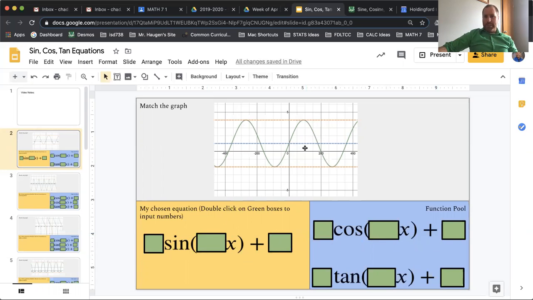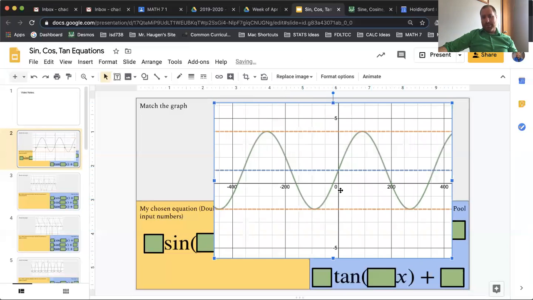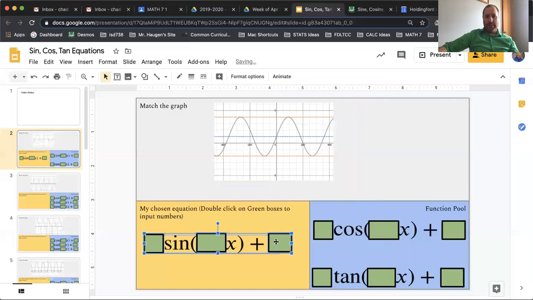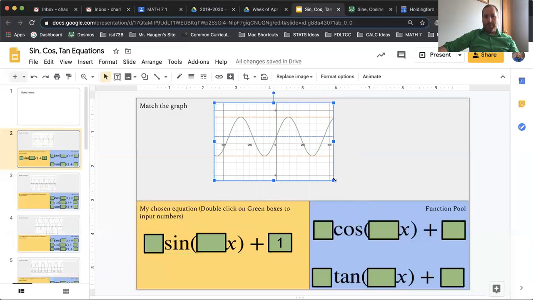And then I have to decide here. Now, if it's a little tough to see what those numbers are, you can always click on this and grab one of the corners, and make it a little bigger so we can see it. I see that the middle, or the vertical shift, has been shifted up 1. So I know that when I go back to fill in my vertical shift, that's what's added at the end here. Now, again, I put instructions here. You do have to double click to get access into those green boxes. So I'm going to put a +1 because that was adding 1 on that part.